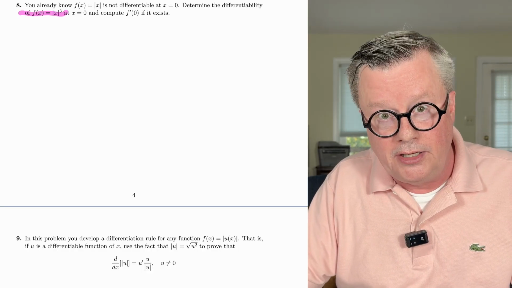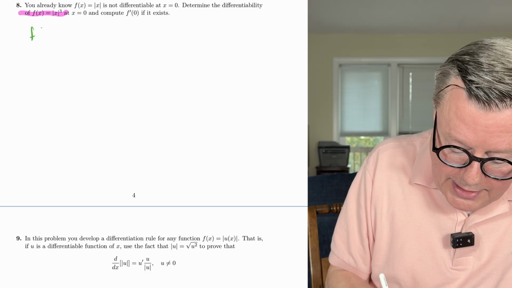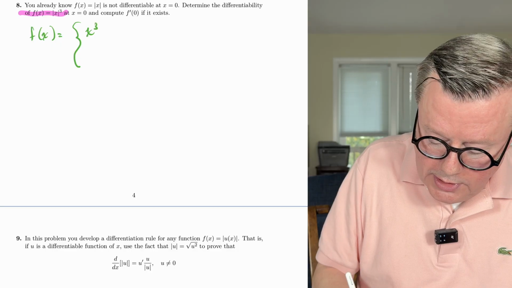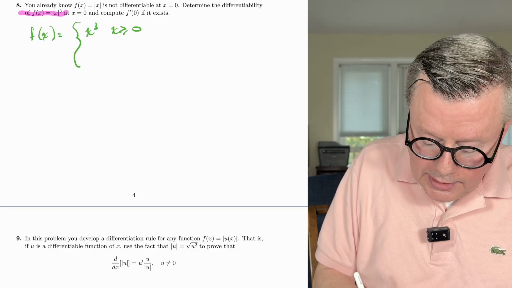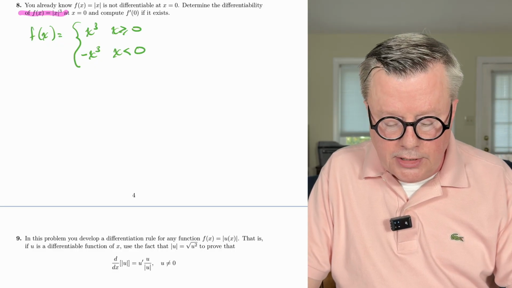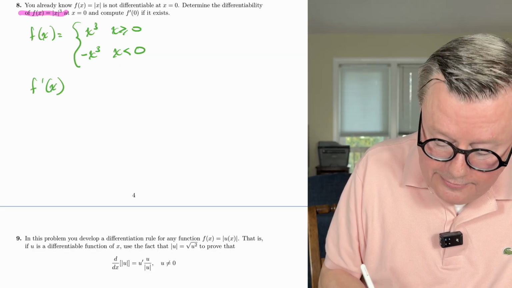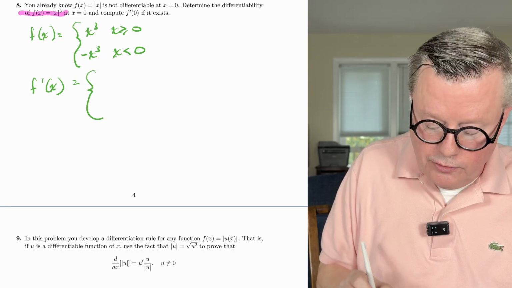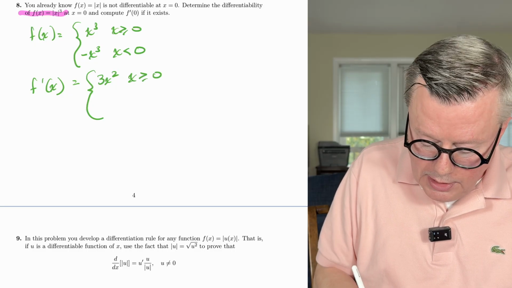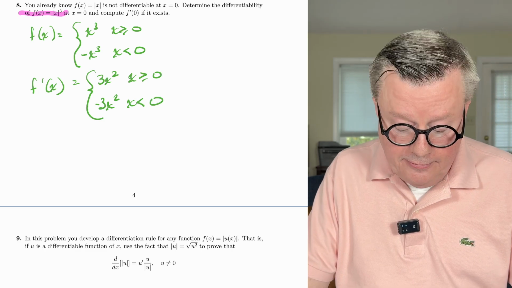I want to use my secret again. I want to rewrite absolute value of x as a piecewise something. So I can write f as x to the third when x is bigger than or equal to 0, and negative x to the third when x is less than 0. I guess I could use the definition of derivative, but that seems like more work than I want to do. Let's compute the derivative of this function. That's going to be the derivative of the pieces, 3x squared for non-negative values, and negative 3x squared for negative values. All right, there's my derivative.